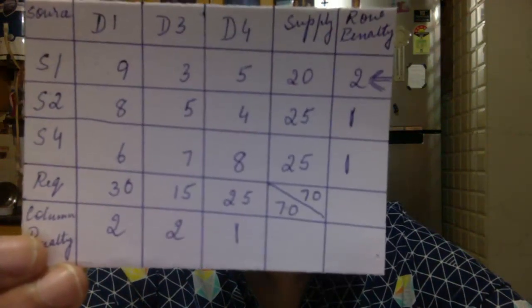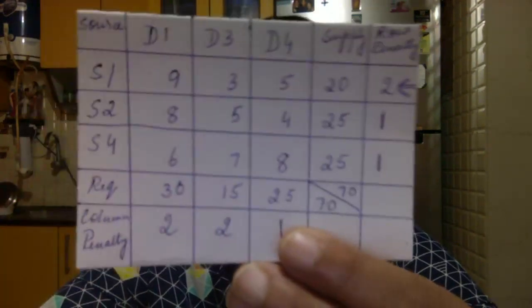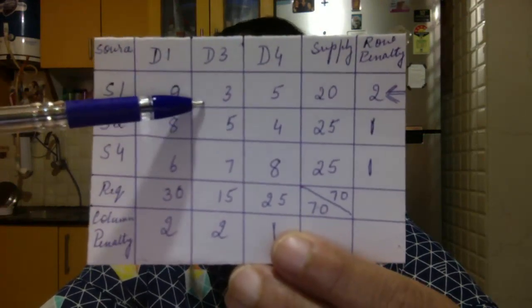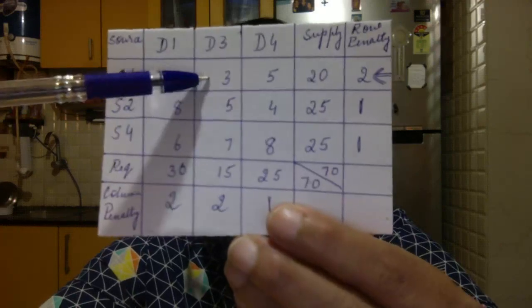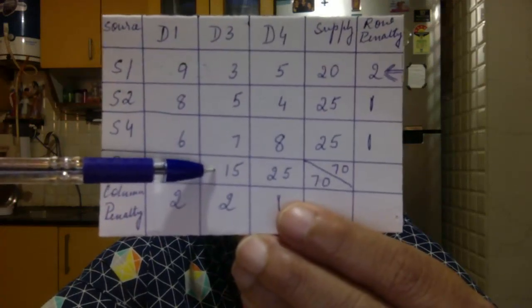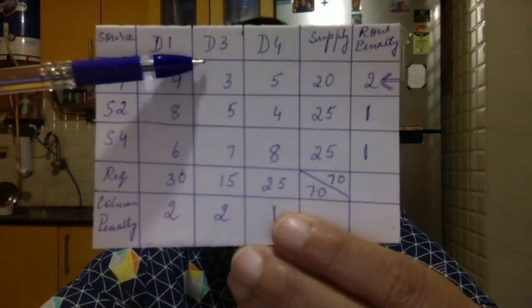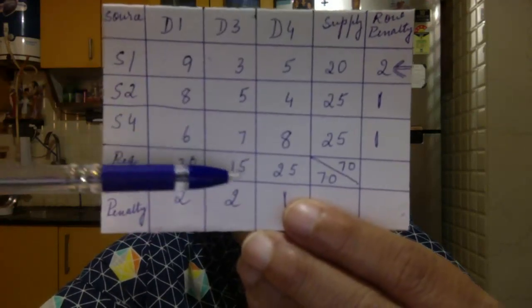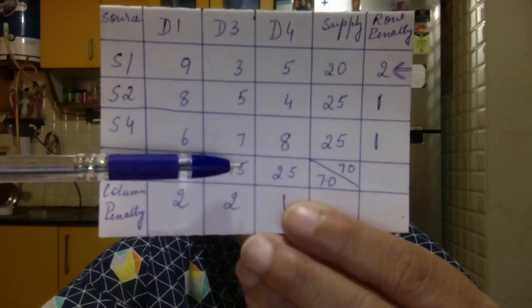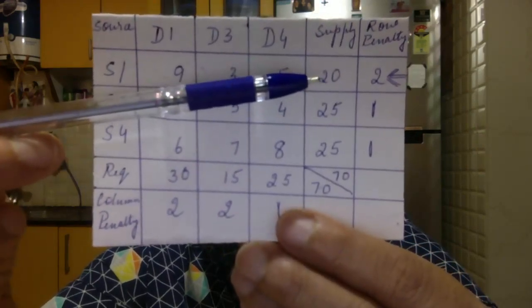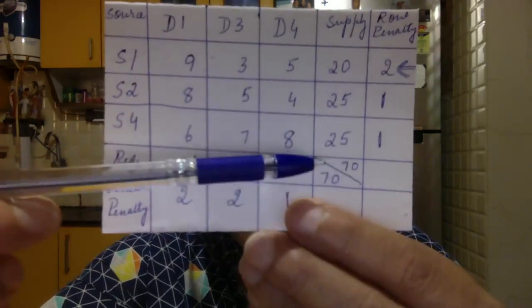I've just put an arrow there to show that we are taking the row penalty, and in this row penalty we will allot here. How much can I allot here? I have a requirement of 15, supply of 20, so the 4 steps. Allot 15 here, reduce this 15 to 0, second step. Third step, reduce this 20 to 5. Fourth step, reduce this 70 to 55.